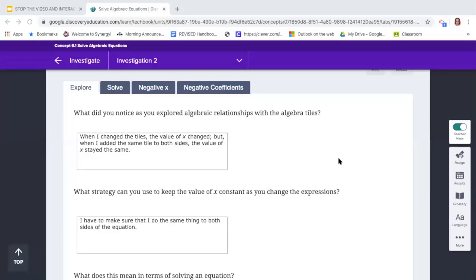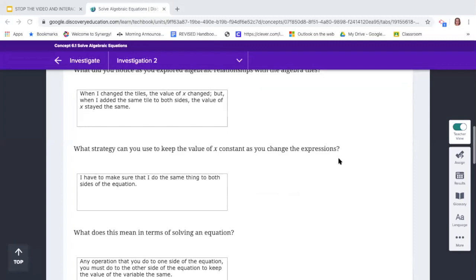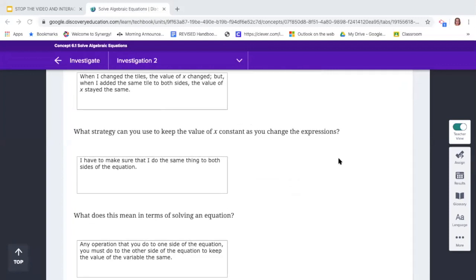So hopefully after you've explored the interactive above, you could answer the following questions. What did you notice as you explored algebraic relationships with the algebra tiles? When I changed the tiles, the value of x changed. But when I added the same tile to both sides, the value of x stayed the same. What strategy can you use to keep the value of x constant as you change the expressions? I have to make sure that I do the same thing to both sides of the equation.